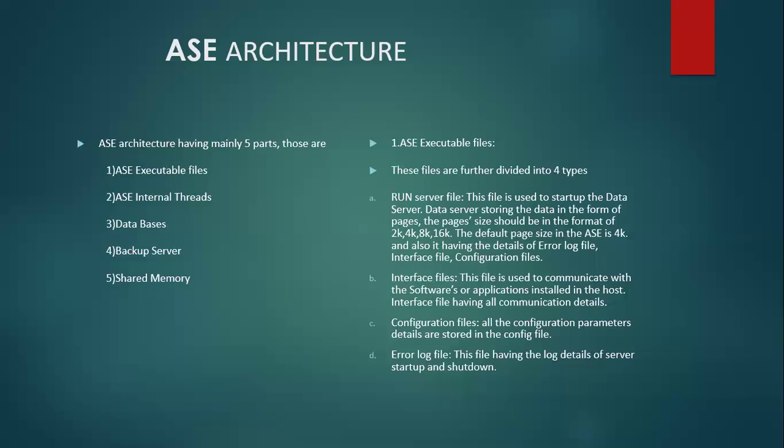Next is the interface file. This file is used to communicate with the software or application installed on the host. The interface file has all the communication details. This is important, because whenever an application wants to communicate with the database, we should properly maintain the port numbers in the interface file. The third one is the configuration file. All the configuration parameter details are stored in the configuration file.